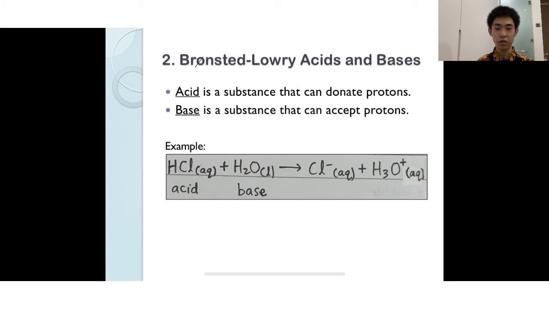The second definition is based on Bronsted-Lowry acids and bases. Acid is a substance that can donate protons, while base is a substance that can accept protons. Example is hydrochloric acid plus water yields chloride ion plus hydronium ion. Here, hydrochloric acid donates hydrogen ion to water, so hydrochloric acid is an acid, while water is a base.